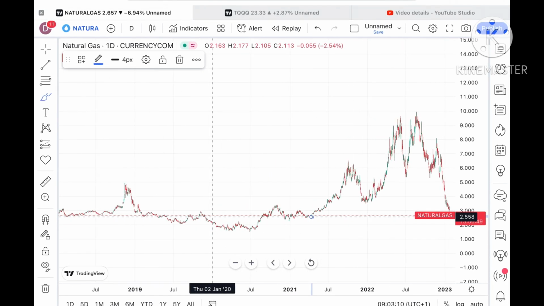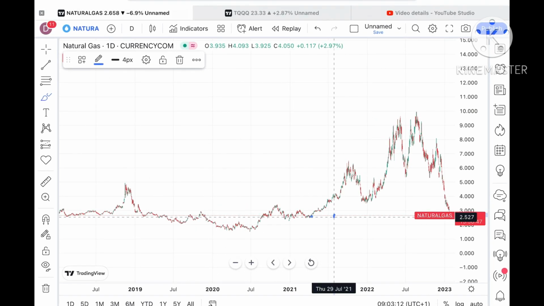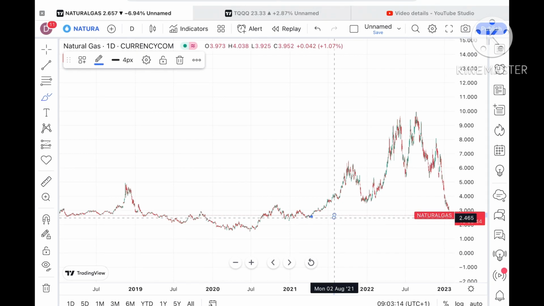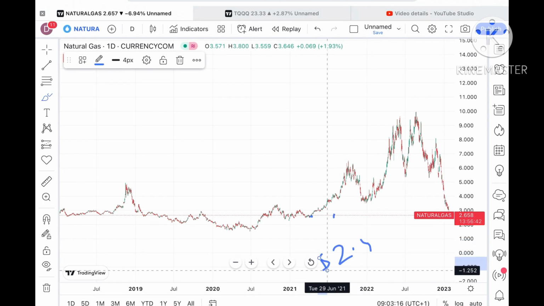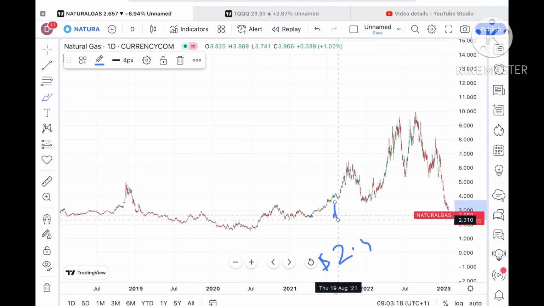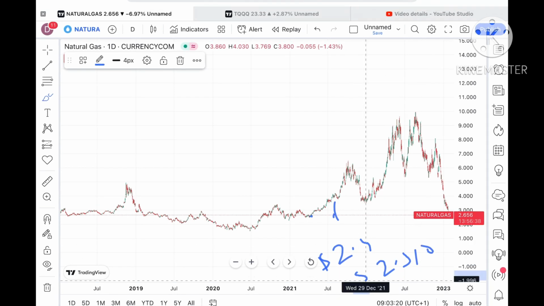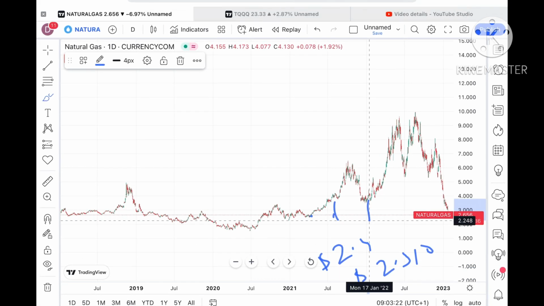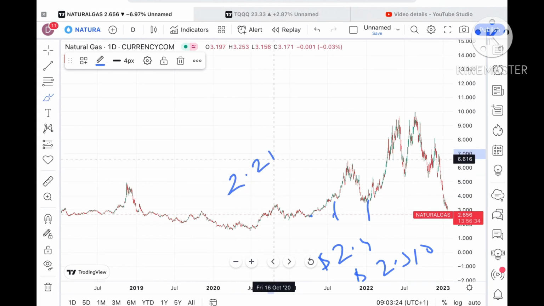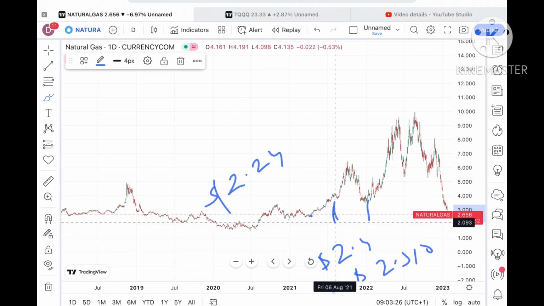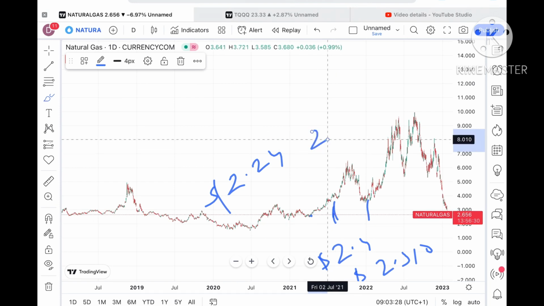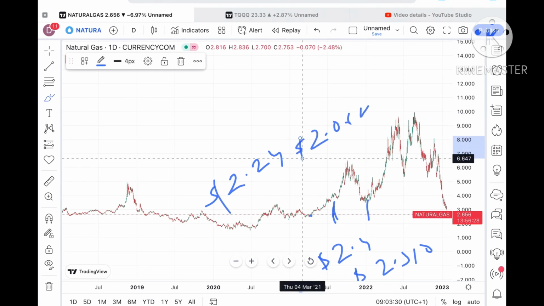Now look at this particular chart. Suppose this level doesn't sustain, then we can see it can move further down towards a level of $2.4, and from there it can touch a level of around $2.310. Suppose the price falls below that particular zone, we can see a level of $2.24, and from there it can go further low towards a level of around $2.068. Keep this in mind.